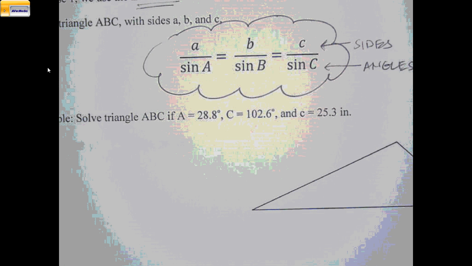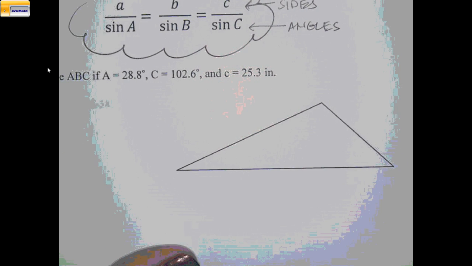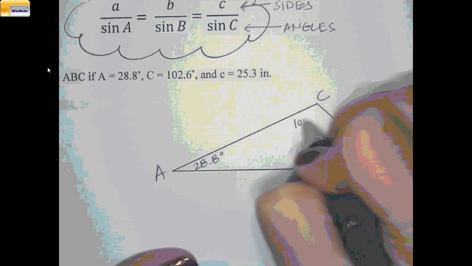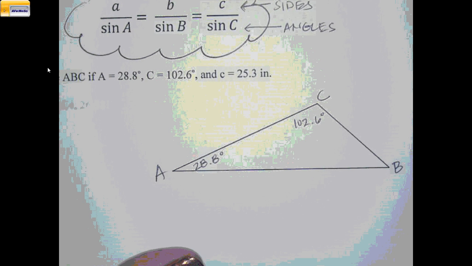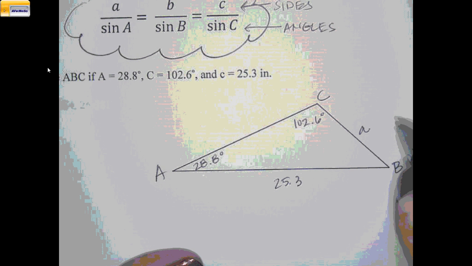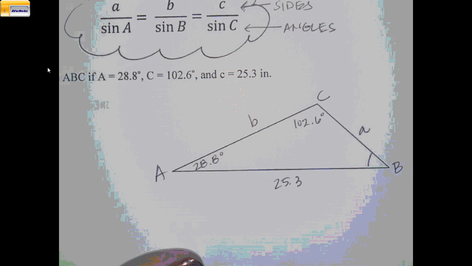It says solve the triangle, and it gives you some information. I'm a picture person. I'm all about that picture because I kind of want to see what I've got. So here's A, here's B, here's C. Angle A, it says, is 28.8 degrees. Angle C, it says, is 102.6 degrees. Side c. I've got 3 sides. How do I know which one that is? Across from angle C. Good. So that's 25.3. What I don't know is side a, side b, or angle B. So those 3 pieces are what I need to solve the triangle.